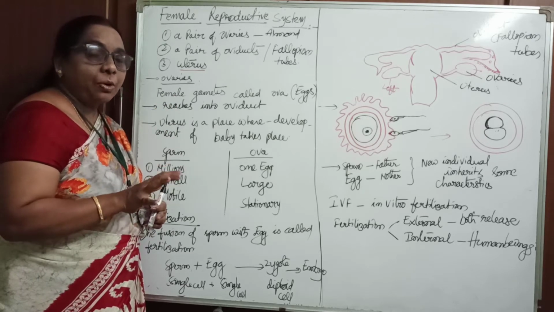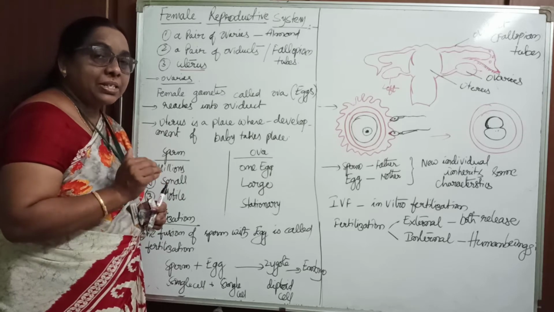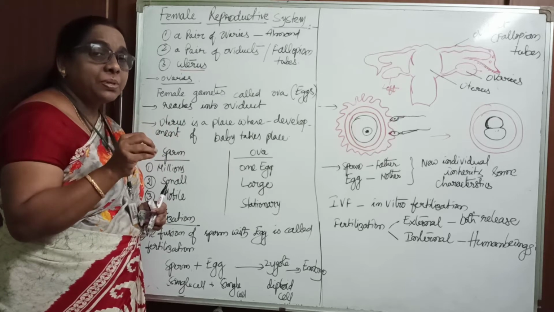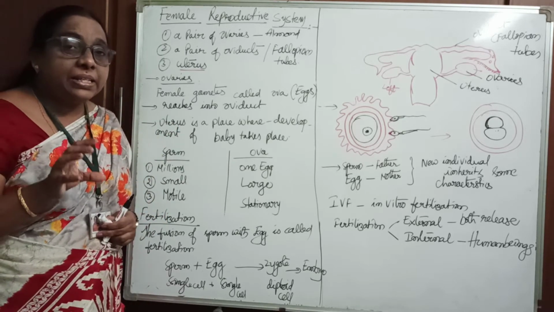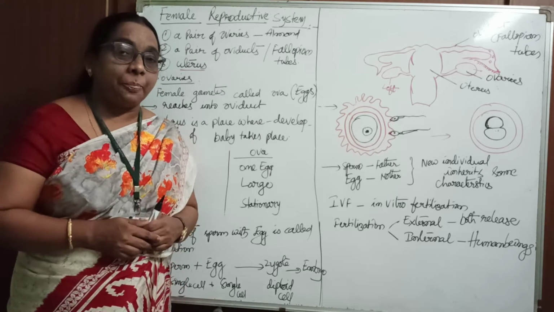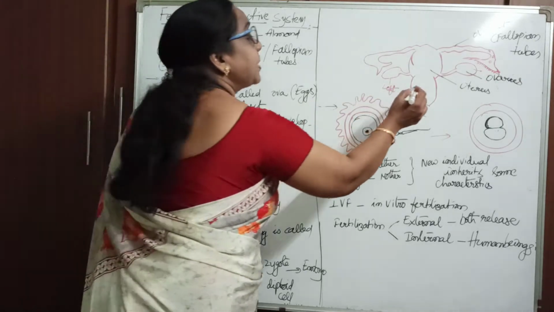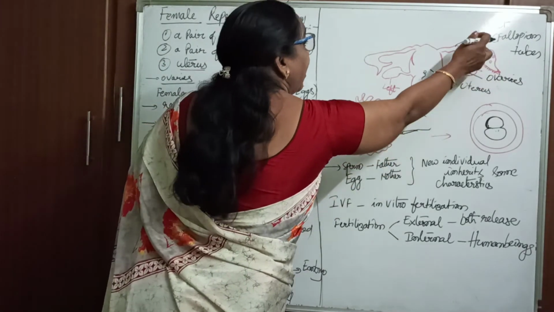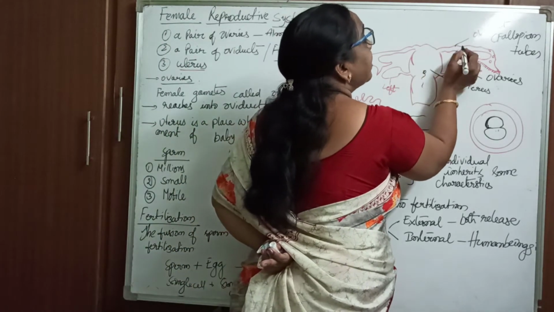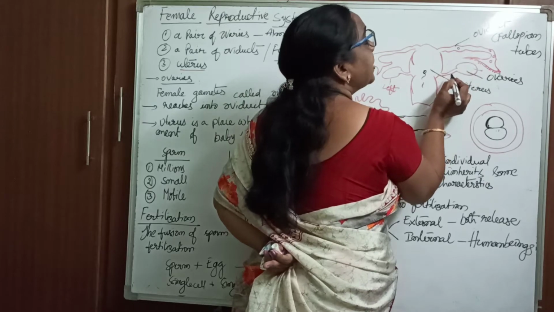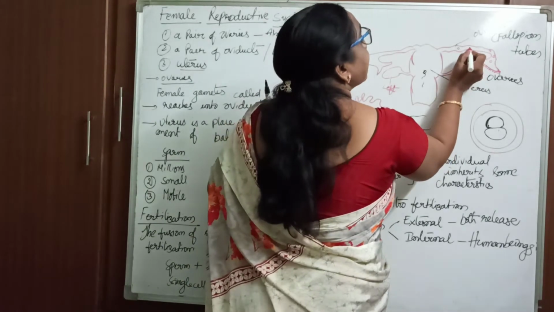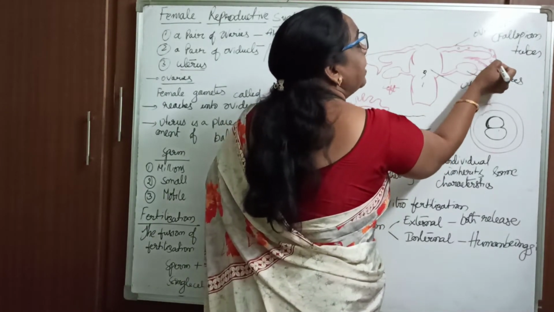During copulation, the fertilization process begins. Whenever the male deposits the sperms in the female reproductive system, the sperm will stay in the female reproductive system for 72 hours. Within the 72 hours, when the ova is released, the sperm travels into the fallopian tube. This is the sperm. And on the other side, the ova is collected by the fallopian tube.